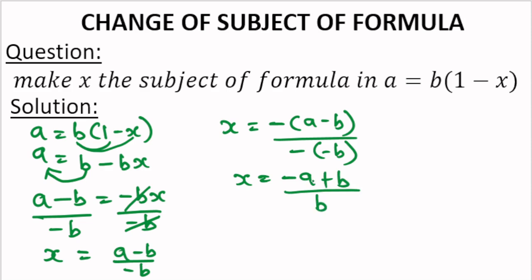Now let's rearrange the numerator, so the negative A will go inside. X is equal to B minus A over B.